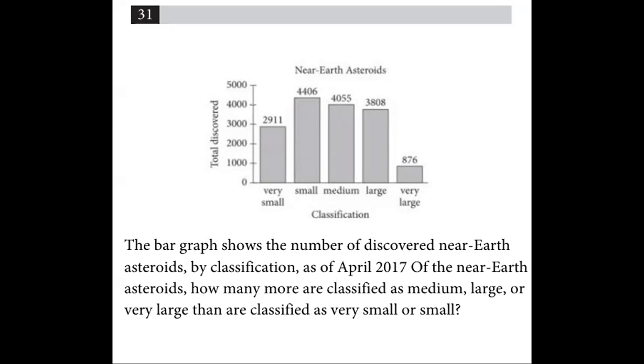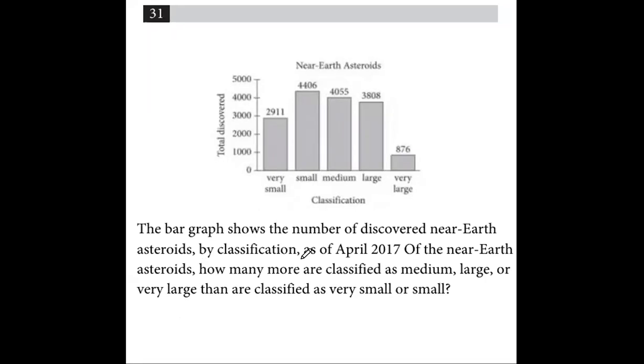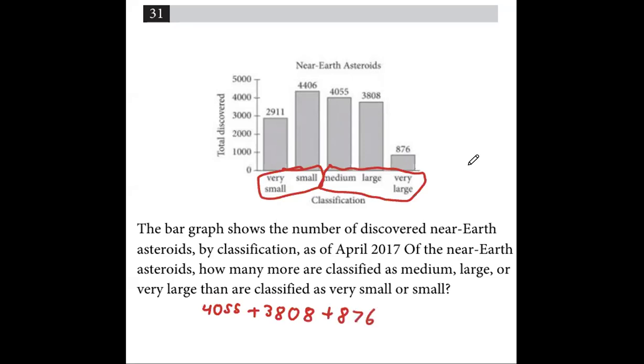Okay, so for question 31, it asks how many more are classified as medium, large, or very large when compared to very small or small. So in this case, we add up these three and then subtract these two from it. So we have 4055 plus 3808, and then plus 876. So we add up these three and then we have to subtract these two from it.